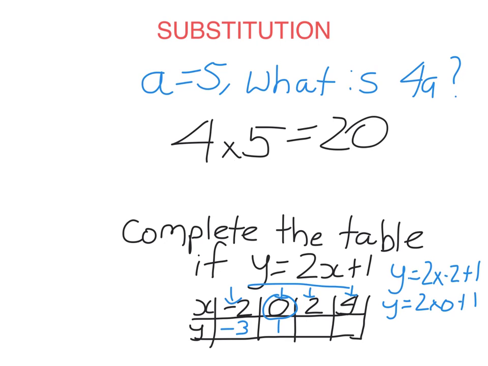If x equals 2, y would be 2 times 2, which is 4, plus 1, which is 5. If x was 4, y would be 2 times 4, which is 8, plus 1 is 9. And there we're done. Simple as. So I just need to quickly go through formula.